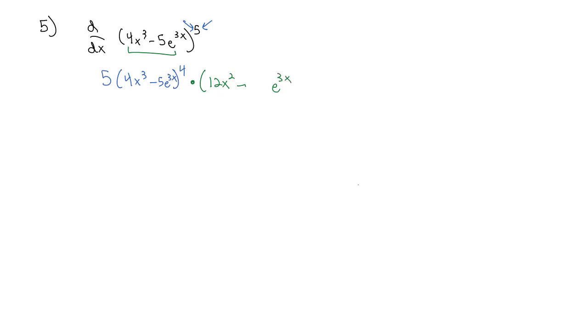And then I multiply by the derivative of the stuff. So 5 times 3 is 15. And that's going to be our derivative using the chain rule. So you need to know all of your derivative properties: product rule, quotient rule, and chain rule.